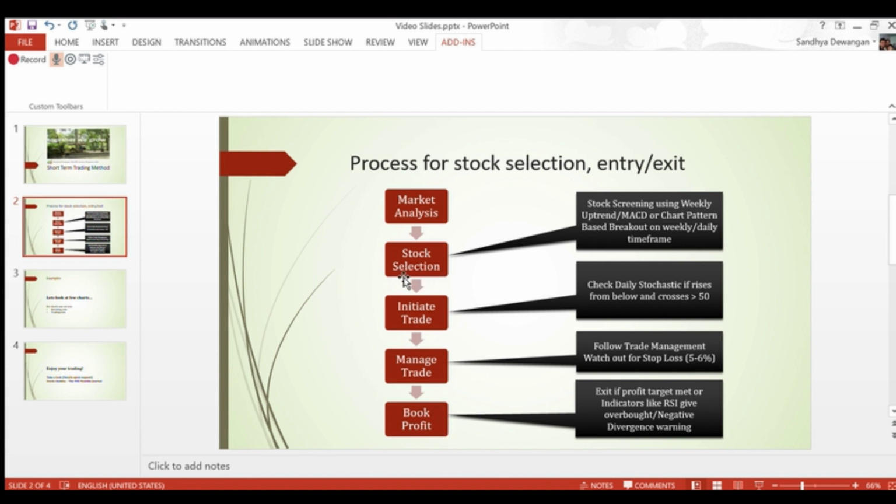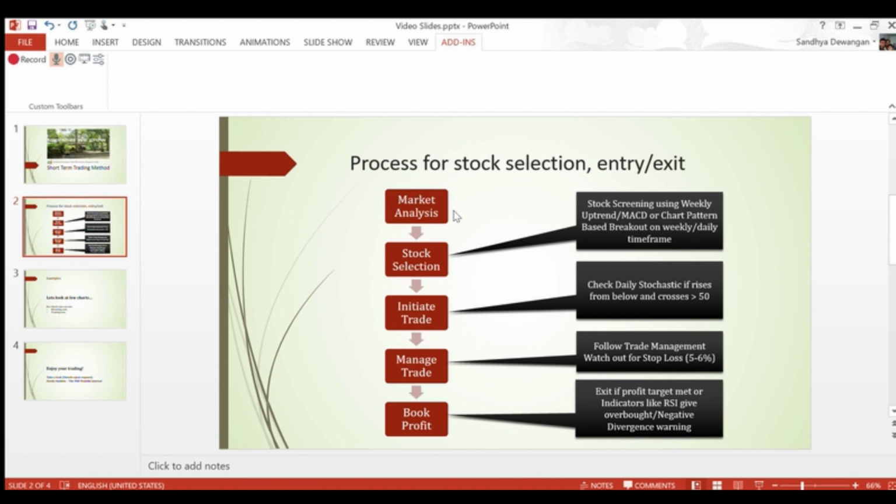I already spoke about stock selection, how to select and shortlist stocks using the MACD in the weekly chart, and on the shortlisted stocks when you can buy, so how you can initiate the trade, which day you should buy, the day when stochastic crosses above 50, right? Before that you should always be aware of the overall market environment. That is what this market analysis box is about. This is more of a pulse check of the overall market.